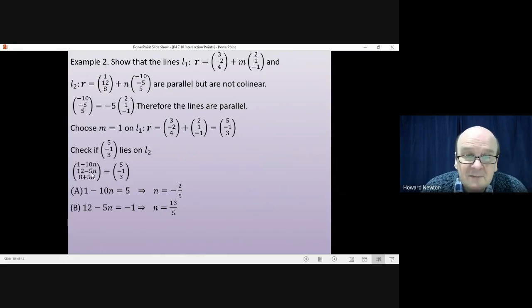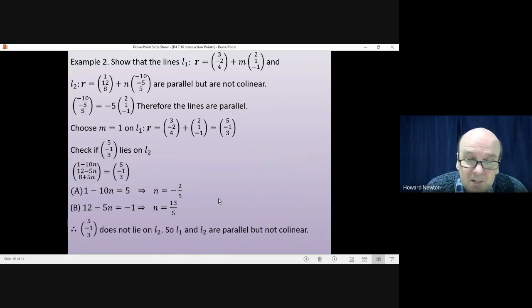So no, there isn't a value of n that would give me that point for the answer. Therefore, (5, -1, 3) does not lie on the second line. So I've shown that the two lines are parallel, but they are not collinear.